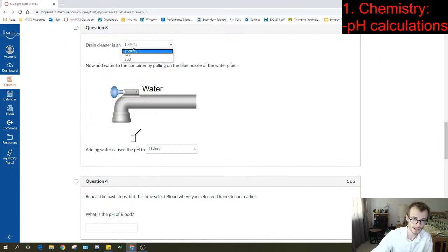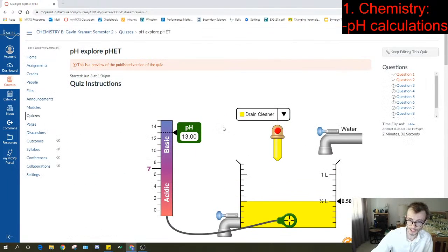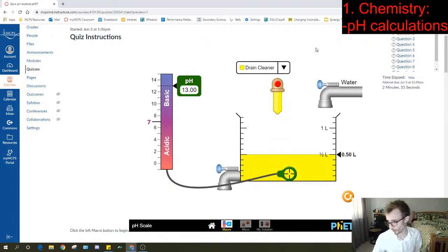And then next, because it has a very high pH, it's basic, so I'm going to click base. Now, what I'm going to do is, I have this drain cleaner and I'm going to add some water to it. I'm going to dilute it. And by diluting it, we're going to see what happens to the pH.